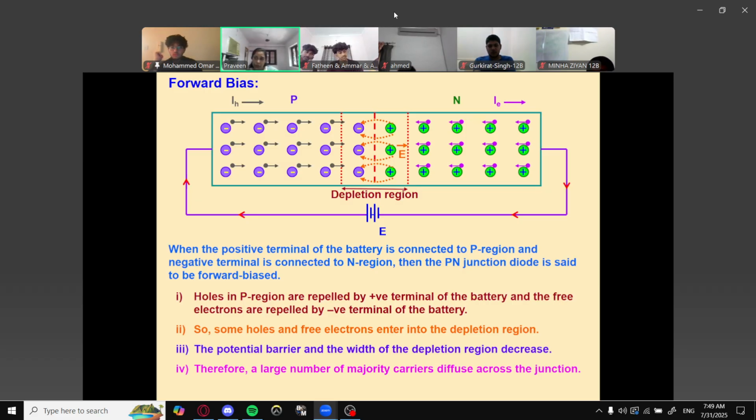Now, due to that, the majority charge carriers, like holes from the P region and electrons from the N region, will flow towards the junction. This diffusion of electrons and holes into the depletion layer decreases its width, and the effective resistance across the PN junction will decrease.